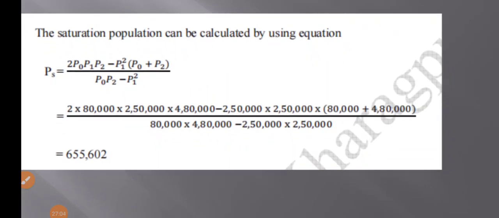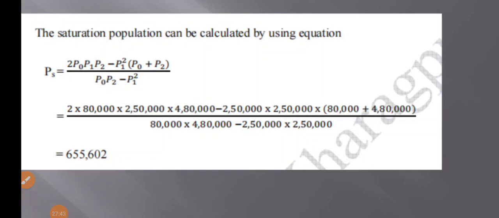So we just have to substitute the population values. 2 multiplied by 80,000 is the P0 population, 2,50,000 is the P1 population, 4,80,000 is the P2 population, minus P1 squared. That means 2,50,000 multiplied by 2,50,000, so instead of squaring, we are taking it twice. That is multiplied with P0 plus P2, that is 80,000 plus 4,80,000, divided by P0 into P2 minus P1 squared.